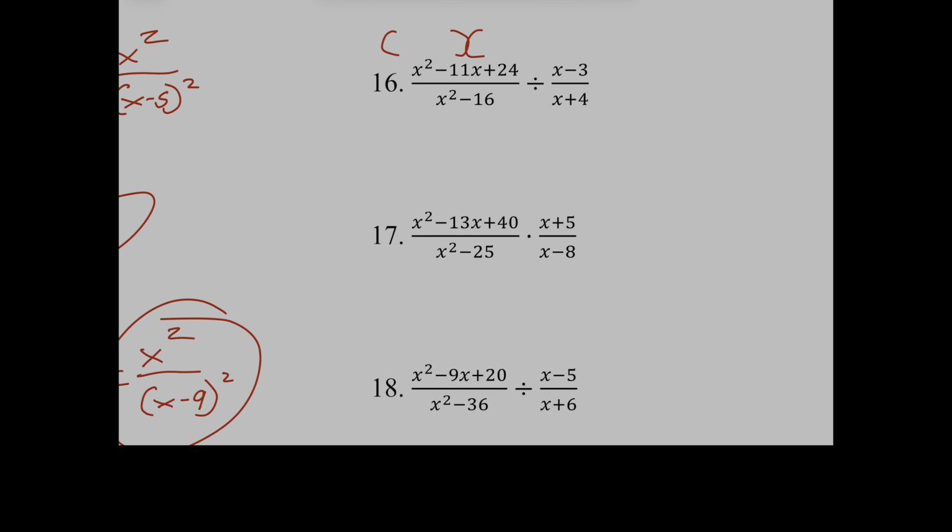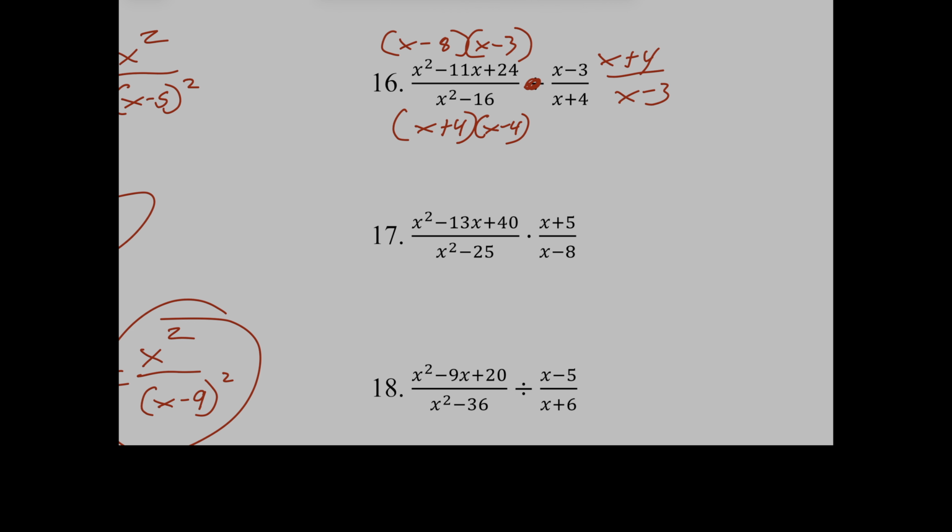Two parentheses. Now, third term is positive. Signs are the same. Take the sign of the middle. Now, what multiplies to 24 and adds to 11? That would be an 8 and a 3. Now, in the bottom here, they're going to be a difference of squares. So I have x plus 4, x minus 4. Now, it's division, so now I multiply, and I have to flip it.